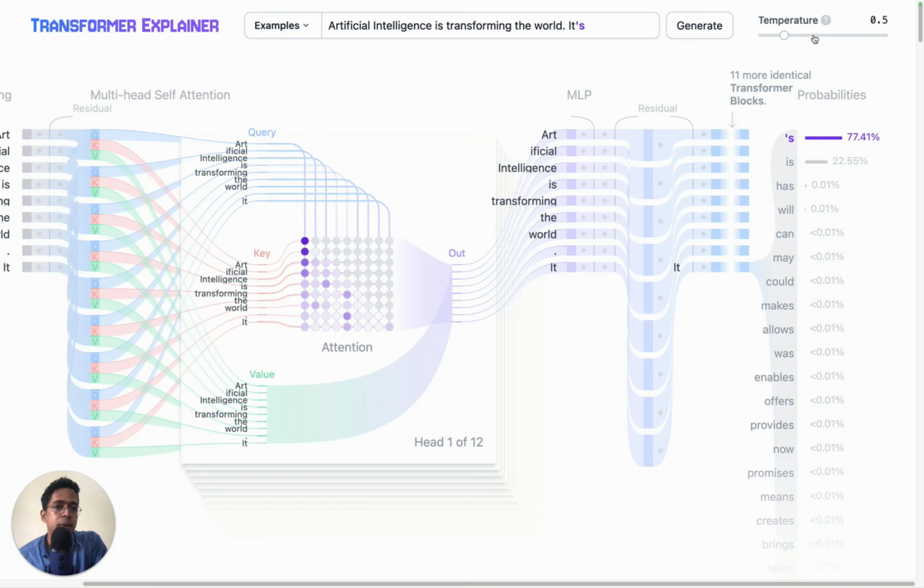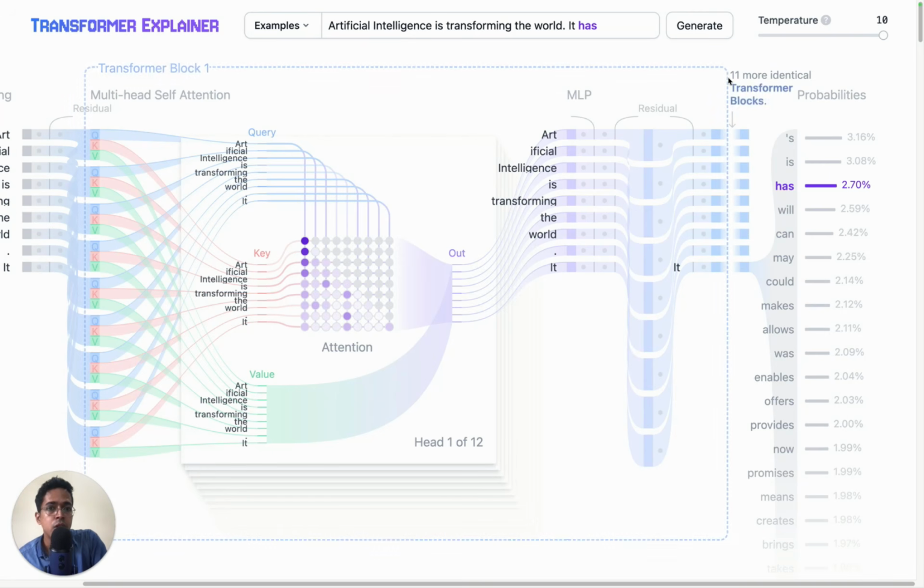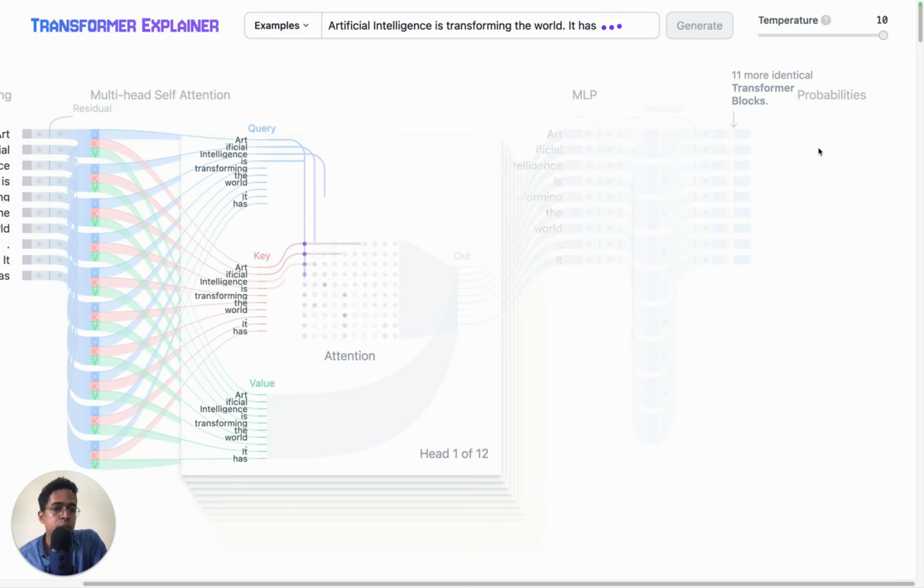But what if the temperature is very high? Then maybe something like 7, 6. You see what's happening to the probability distribution as I'm changing the temperature. The probability distribution is more evening out. So it's like 3%, 3%, 2%, 2%. All of these words have some probability to be picked as the next word. So if I click generate, it won't always be the top 1 or 2 words.